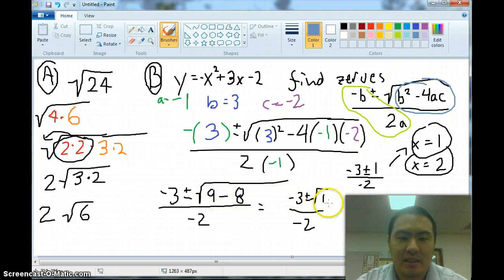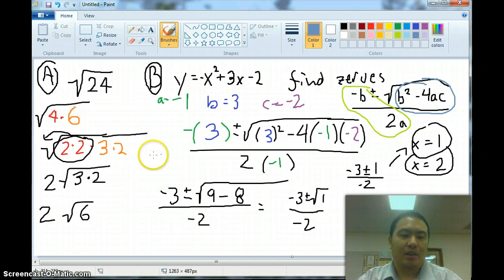9 minus 8, that gave me 1. So now you have that, and then you can simplify again. That'd be like another extra step. And now you'd be at -3 plus or minus 1 all over -2. And then the final step is to actually solve it out. -3 plus 1, that would be -2, divided by -2, that gives you 1. Then do the other one, -3 minus 1, that gives you -4, divided by -2, that gives you 2. Okay, so those are the two zeros.